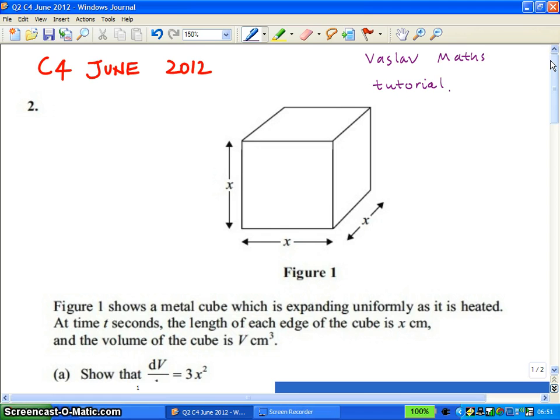I'm going to do a question from C4 past exam papers. That's question 2 in June 2012. Pause the video and read the question carefully before we proceed.